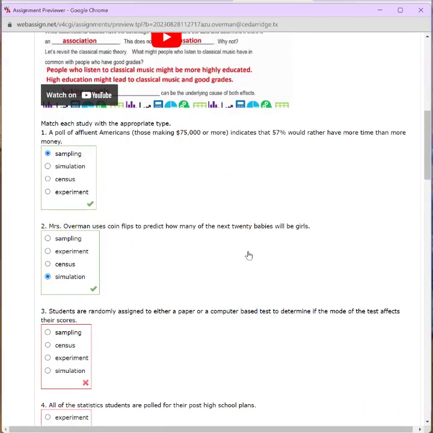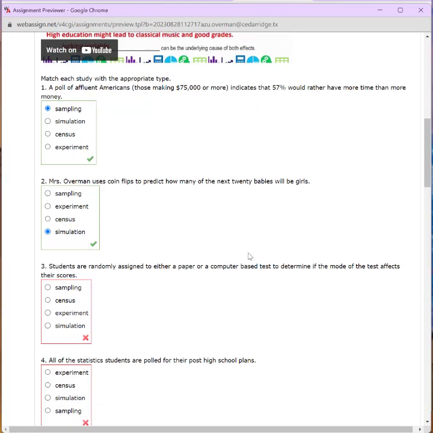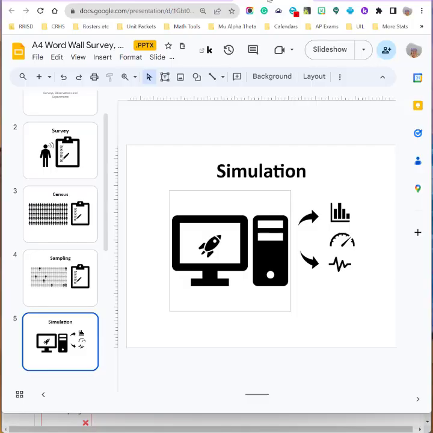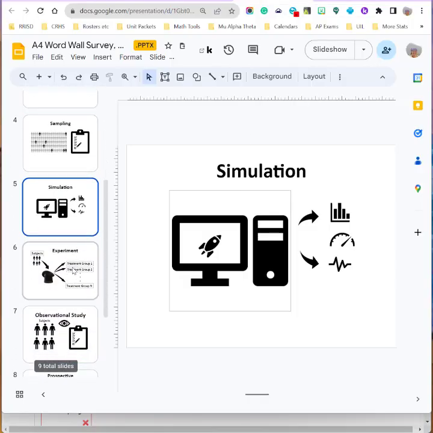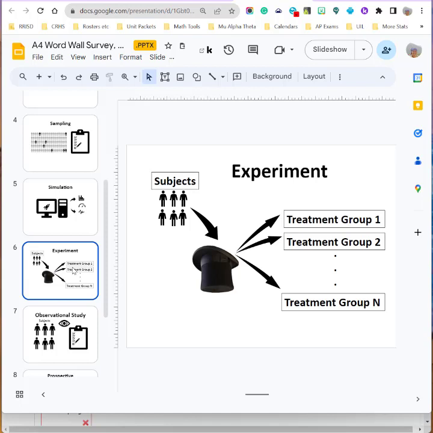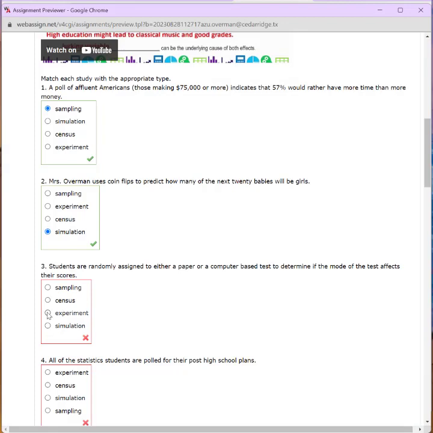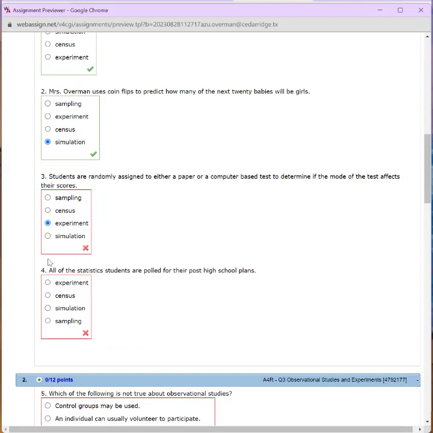Okay, students are randomly assigned to either a paper or computer-based test. Determine if the mode of the test affects their scores. So that would be an experiment. An experiment is where you take your subjects and you put them in a hat and you randomly assign them to treatments and you record the outcomes, and there you go. So that's an experiment.